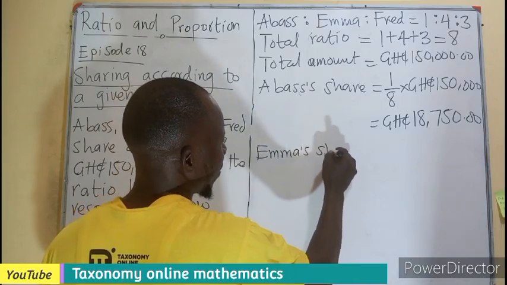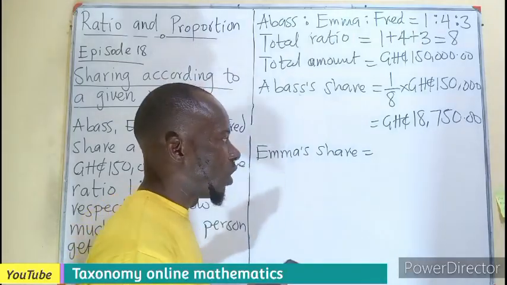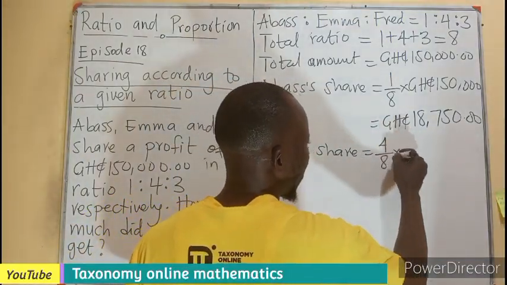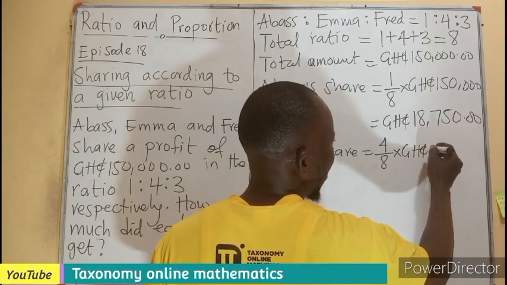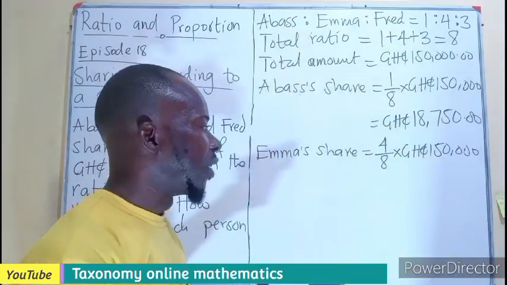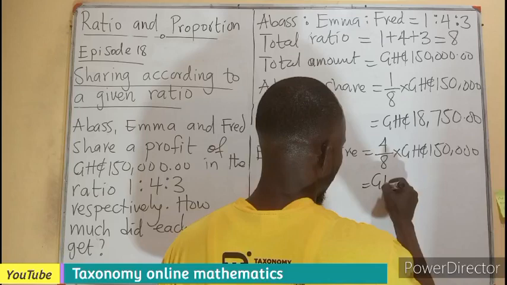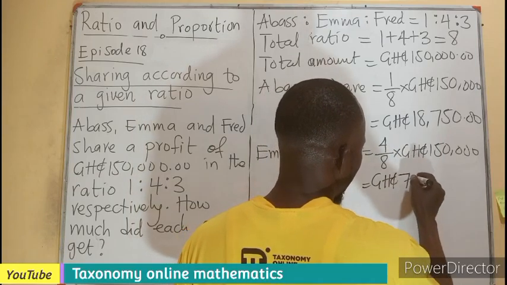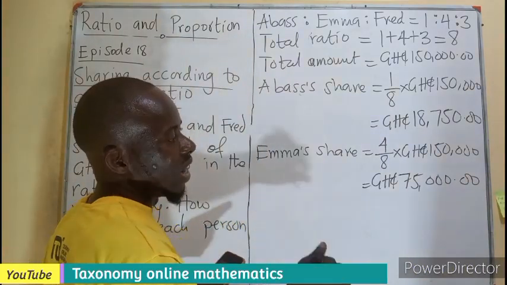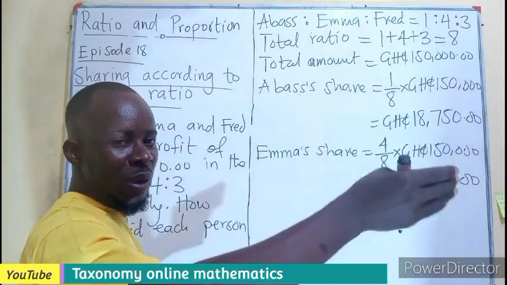Then we go for Ima. So Ima's share is also going to be the ratio corresponding to Ima, which is 4, over the total ratio 8, times the amount we have to share, 150,000. That would be 75,000 Ghana cedis.